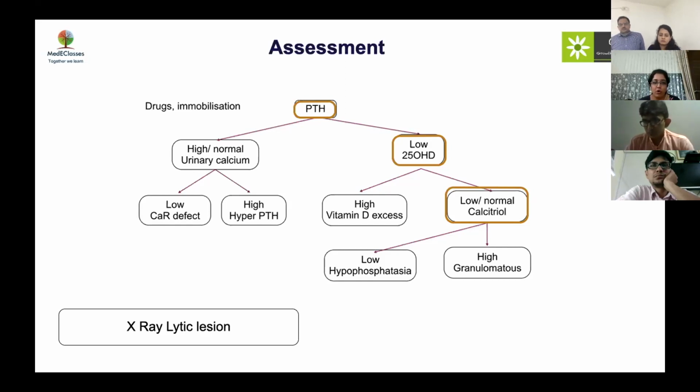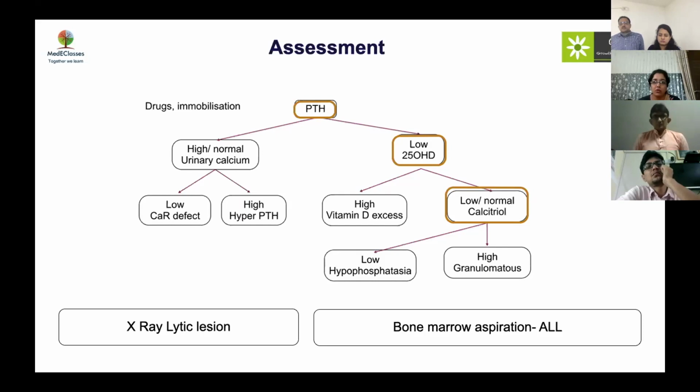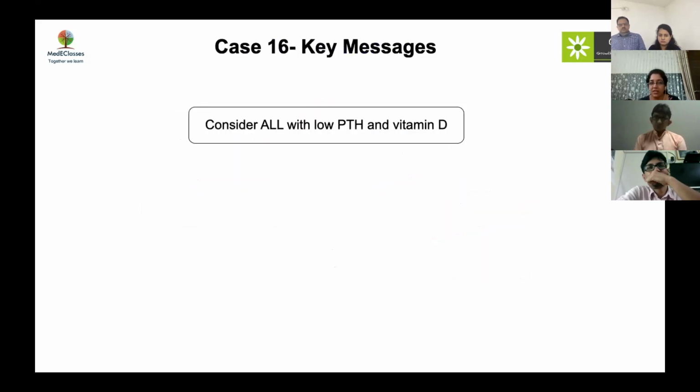So we did perform an X-ray in this case, which showed us lytic lesions, giving us a possibility of malignancy. So there was a bone aspiration planned in this child, which showed lymphoblasts, and a diagnosis of acute lymphoblastic leukemia was made. So the case emphasizes the role of phosphorus in the child who presents with hypercalcemia. So the key messages would be that malignancy should be considered a possibility if we have low parathyroid hormone and low vitamin D in the presence of high calcium and low to normal phosphorus levels.